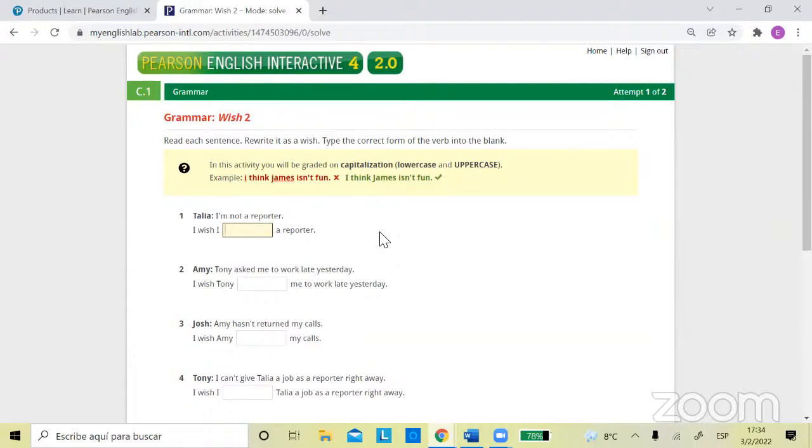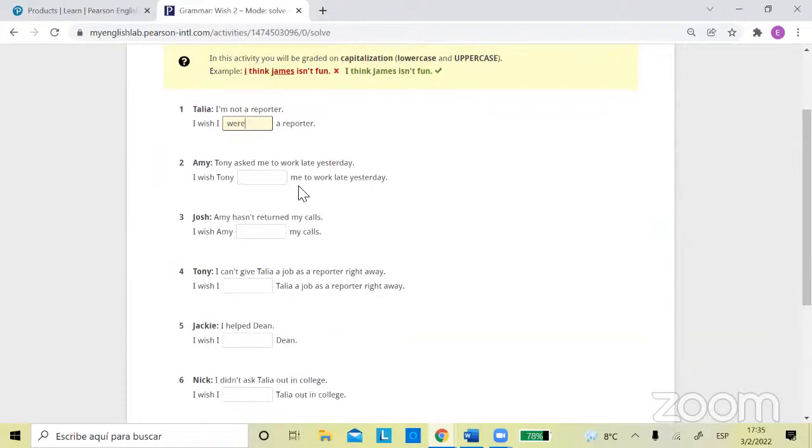Yes, that's for regret. I'm not a reporter, so it says I wish I hadn't been a reporter. No. It's the same as wish. For example, I told you, Talia says, I'm not a reporter. So this is a wish for present. So how can I say, yo desearía ser una reportera? Thinking in the present. I wish I were a reporter. Yes, right? So be careful in this.